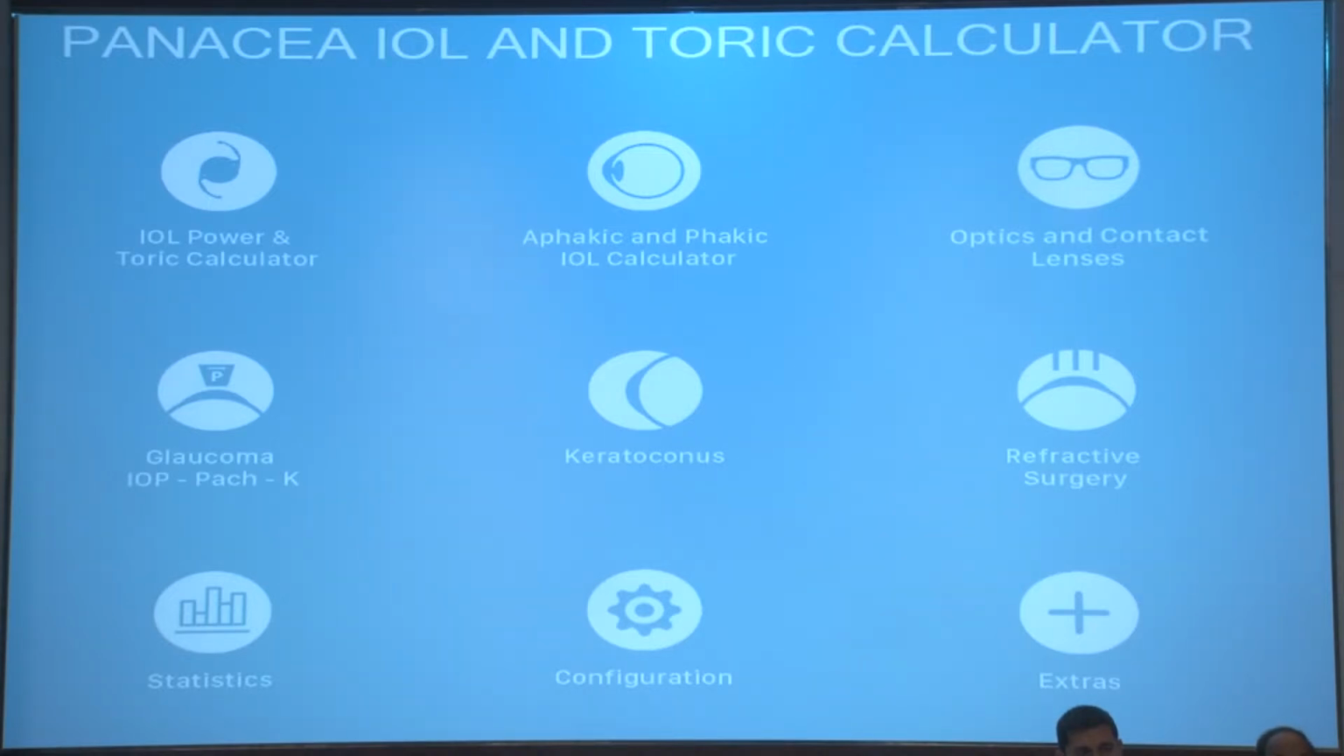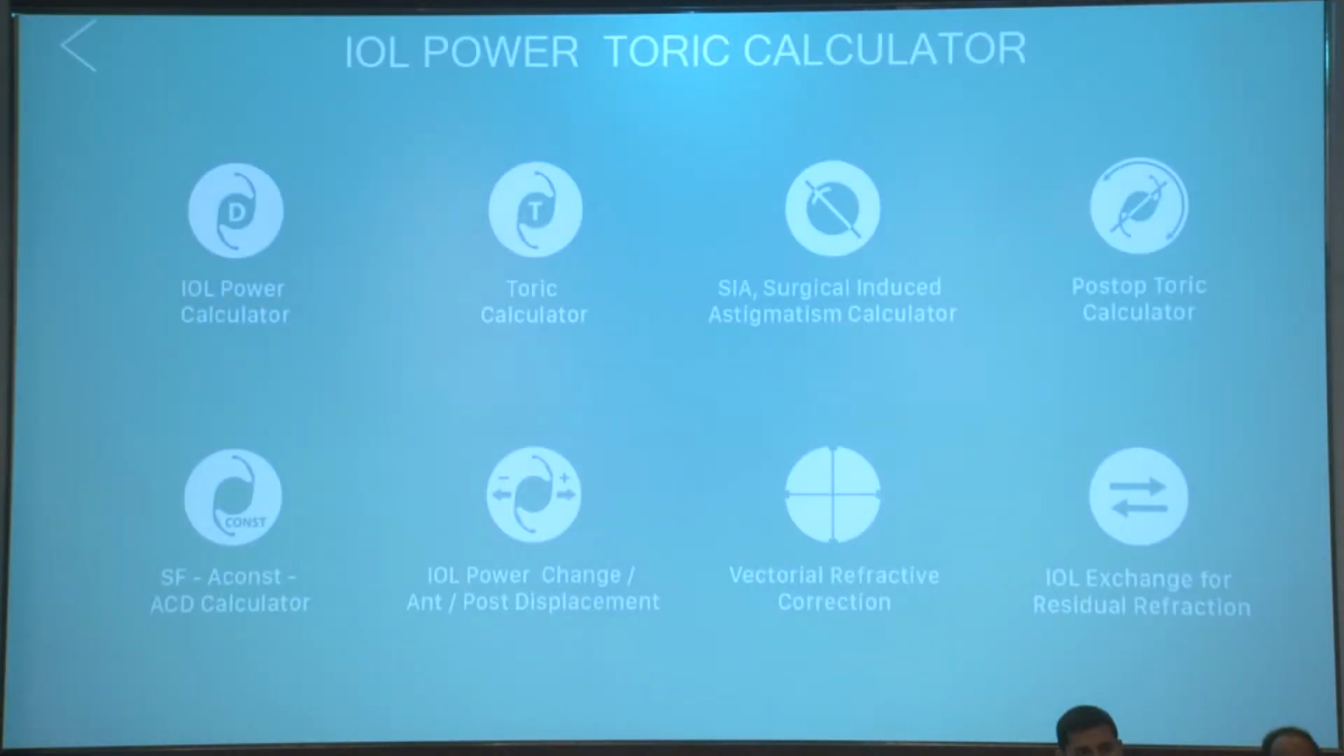So everything will be given by the Panacea calculator. It is a very useful tool to download for the anterior segment surgeon. It also gives the toric calculator, SIA calculations, your surgeon A constant calculations, post-operative toric calculations, everything has been fitted in this calculator. So it is a very useful tool for the anterior segment surgeon.